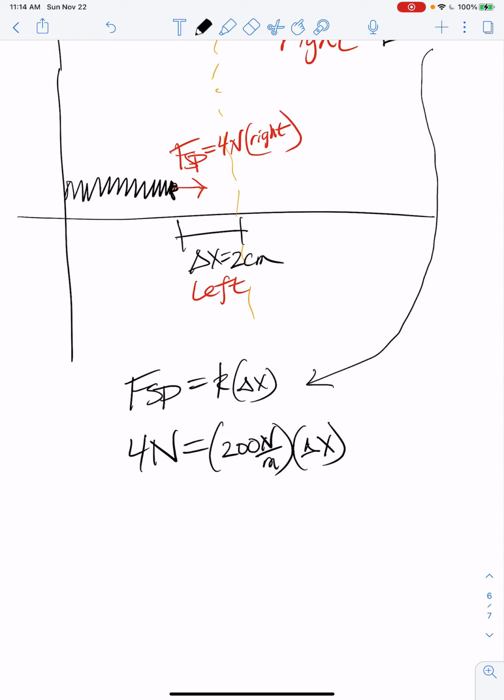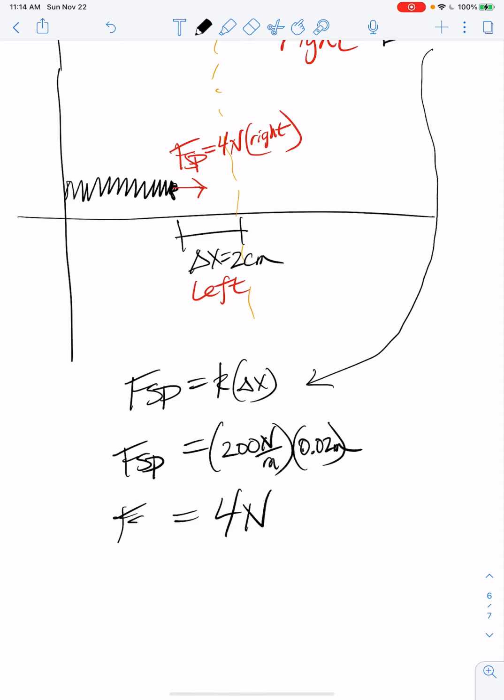We didn't know force spring. So what is the new force spring if delta X is halved to 2? Right? I think that's what we're saying, but we can't use centimeters, so it's going to be 0.02 meters. All right, so what's 0.02 times 200? That's 4.